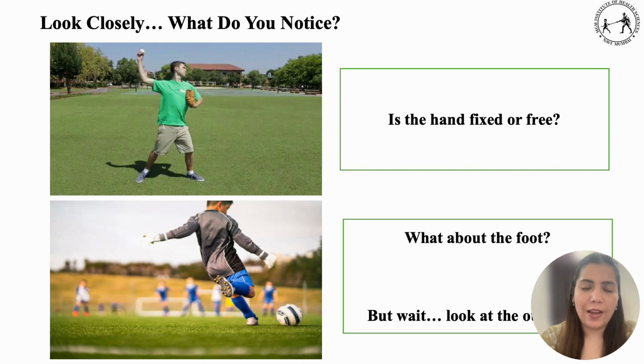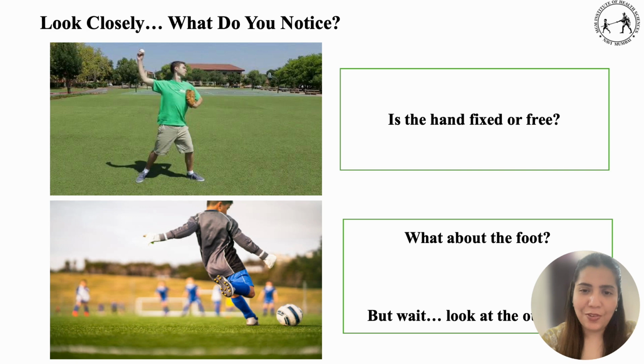Look closely, and what do we notice in these two photographs? First of all, in the first photo, a person is attempting to throw a ball. Is the hand fixed or free? It's obviously free to move in space, so that is a typical example of the open kinematic chain. Coming to the second image, there are two extremities. First, we observe the extremity which is about to kick a ball. That is an example of the open kinematic chain.